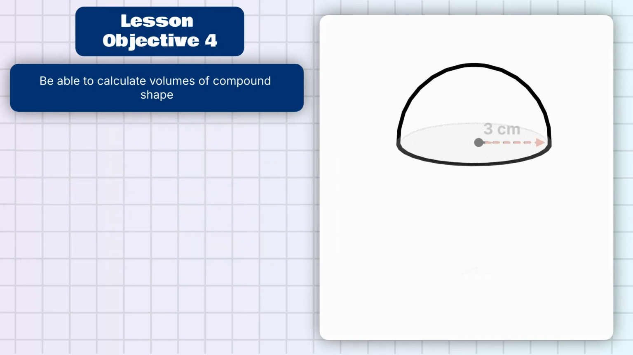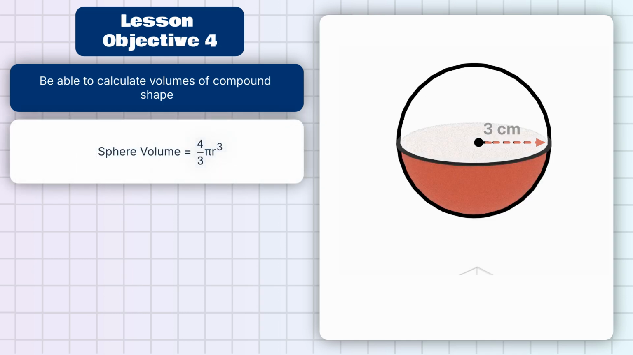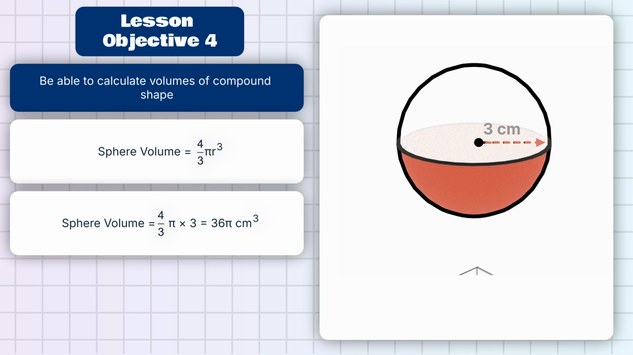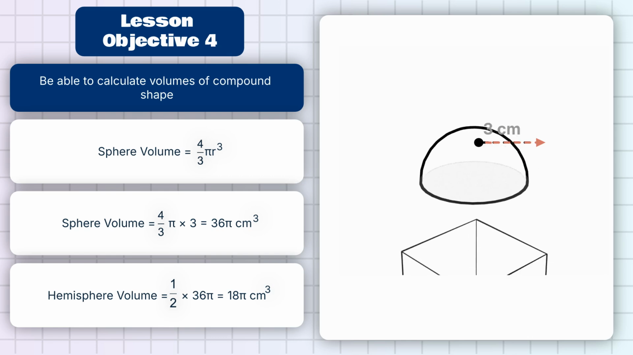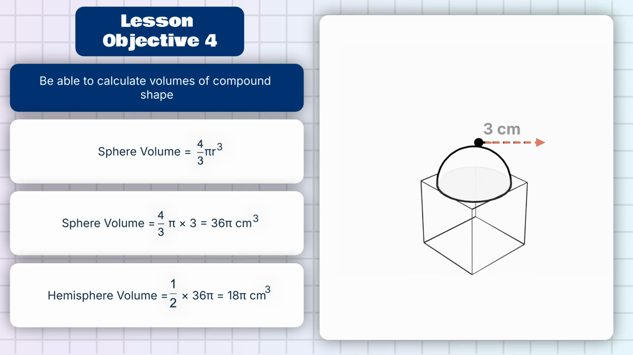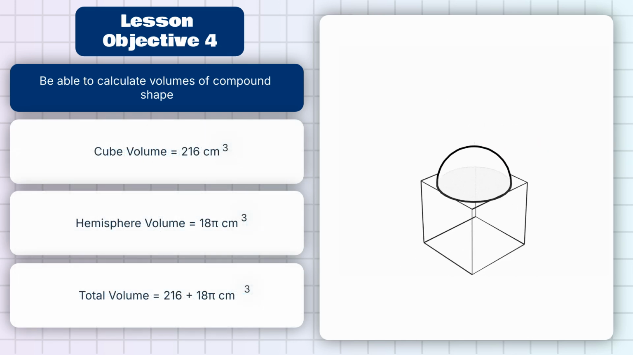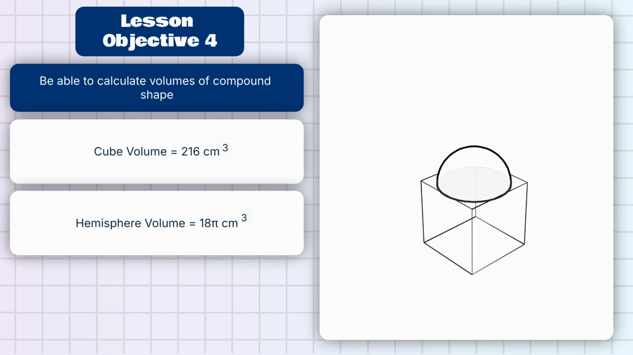Moving on to the hemisphere, we will calculate the volume of a sphere using 4 over 3 pi r cubed, then halve it. The volume of a sphere of radius 3 would be 4 over 3 pi times 3 cubed, which is 36 pi cubic centimeters. Therefore, the volume of the hemisphere would be 1/2 of 36 pi, which is 18 pi cubic centimeters. The final step is to add both volumes together. Hence, the total volume is 216 plus 18 pi cubic centimeters.